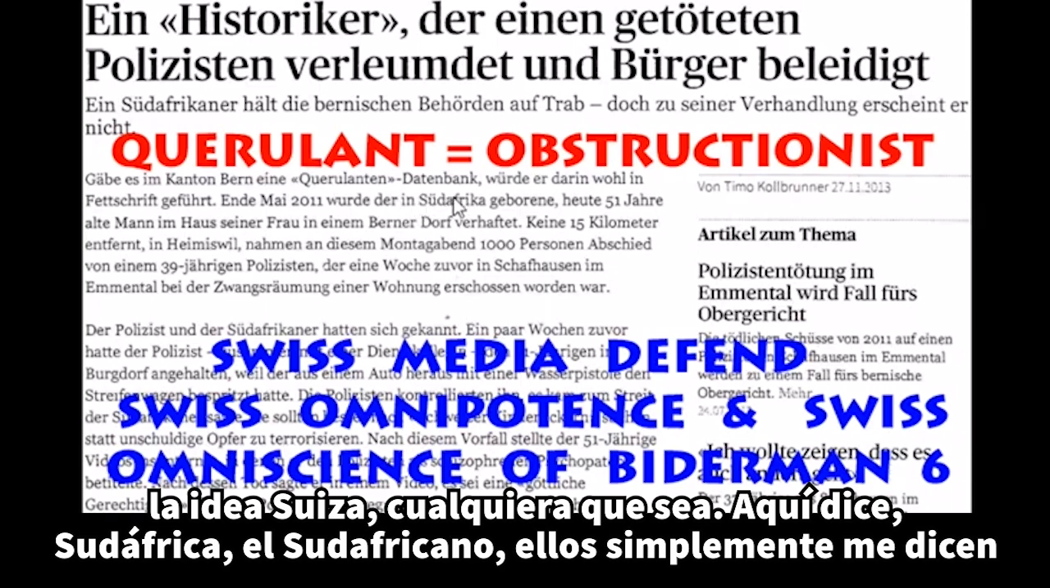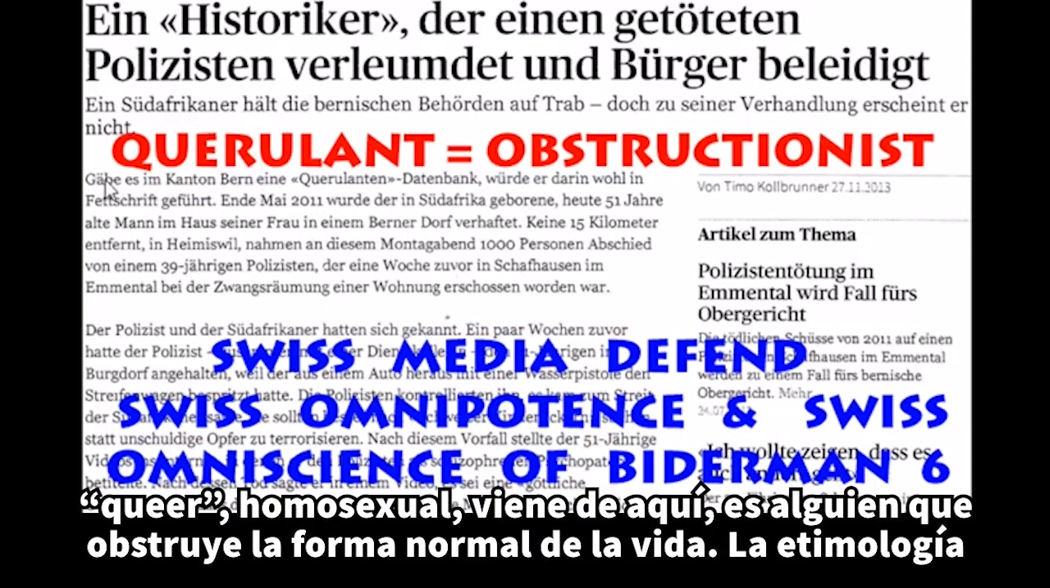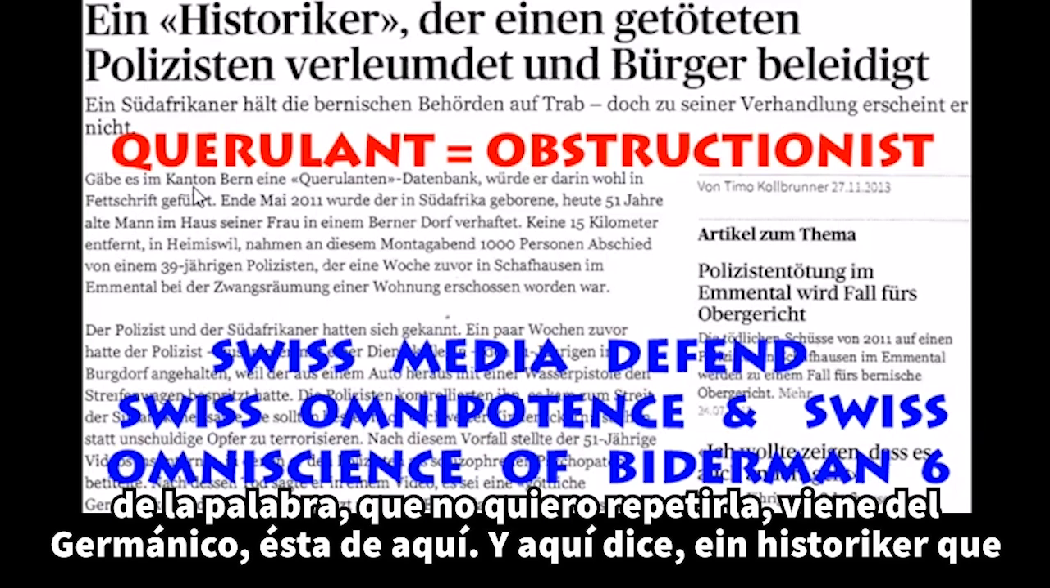And here it says Zuid-Afrika, that means South Africa. And Zuid-Afrikaner, the South African. They just called me the South African. And this is from 2013. And here it says querulant, it means an obstructionist. In the English word also, a queer, pinkless killer, it comes from here. It's somebody who's obstructing the normal way. Like it's the etymology of the word. Well, I don't want to repeat it. It comes out of the Germanic, like this one here.